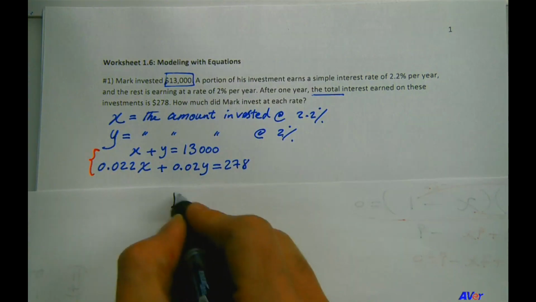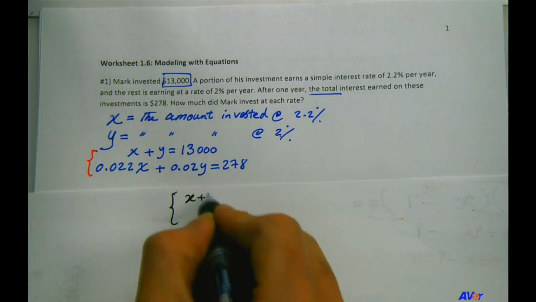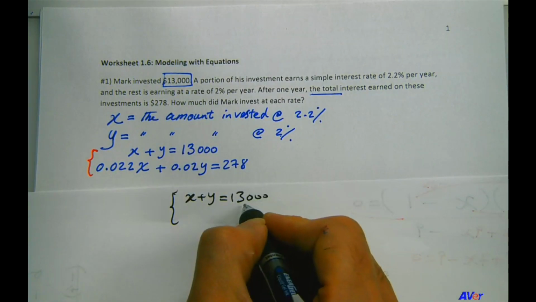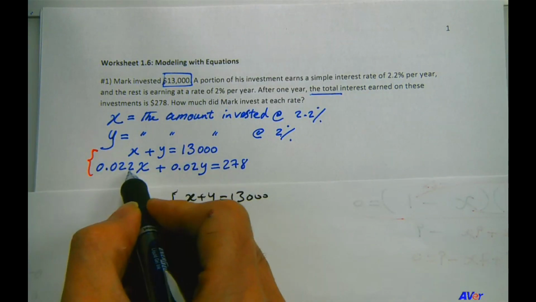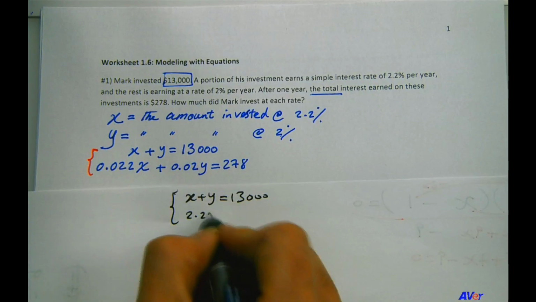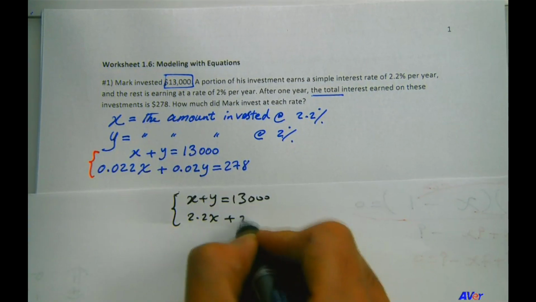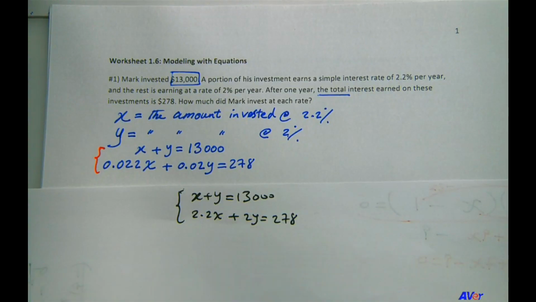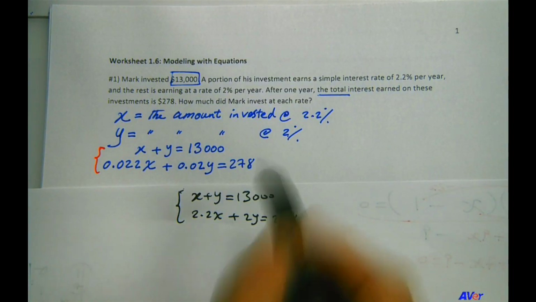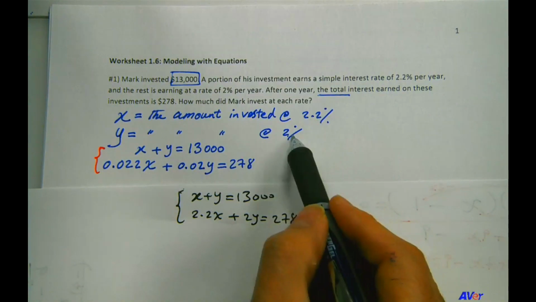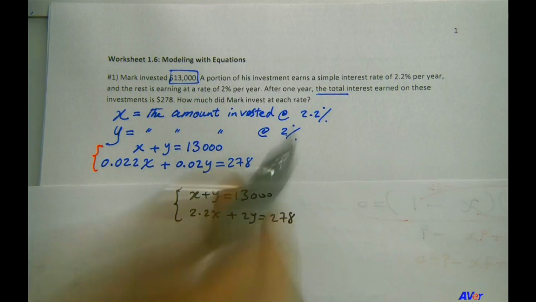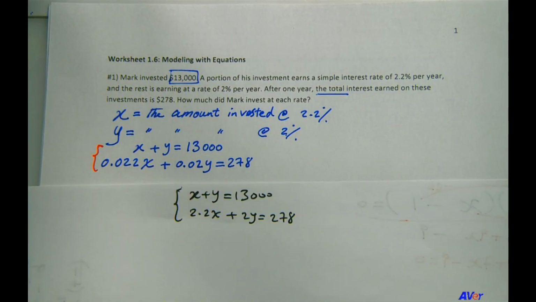So the first equation is fine. They write that as x plus y equals 13,000. Then instead of writing it like this, they'll say 2.2x plus 2y equals 278. I mean, they completely bypass converting the percentage to decimal value. They completely avoid it. So let me say one thing.